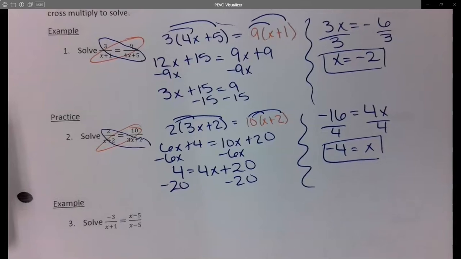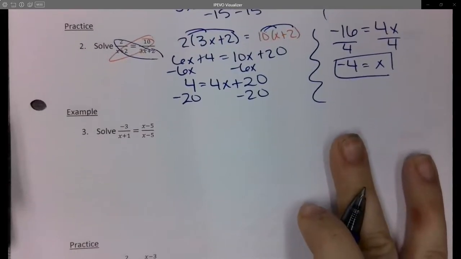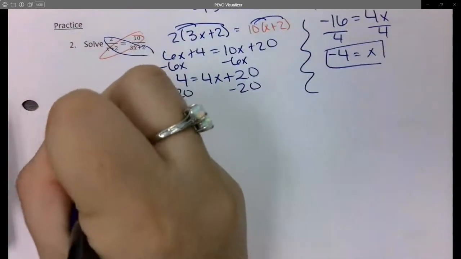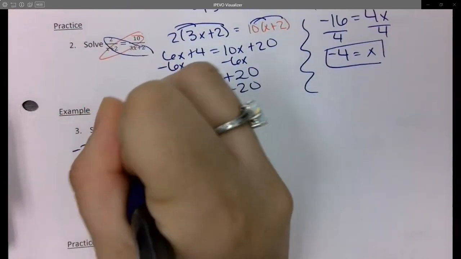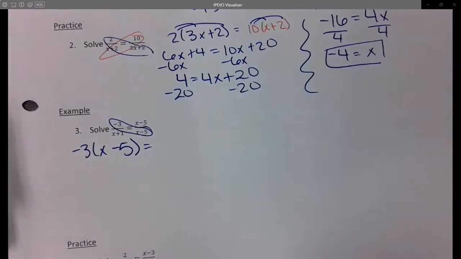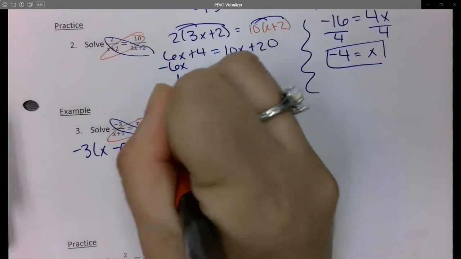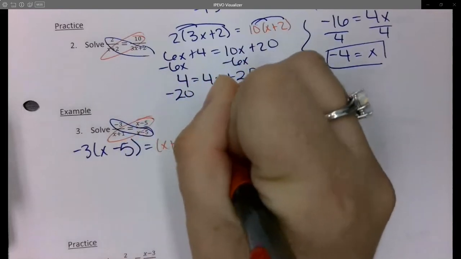Okay. So number 3 is similar. I still want to cross multiply. So I'm going to have negative 3 times x minus 5. And now I have two binomials multiplying each other. So I'm going to have x plus 1 times x minus 5.